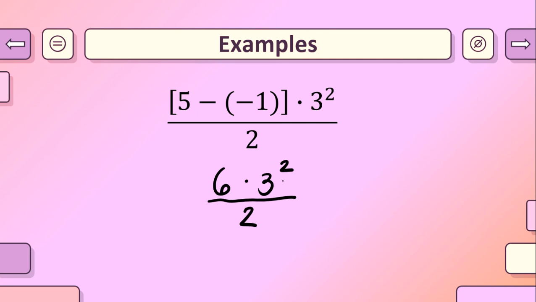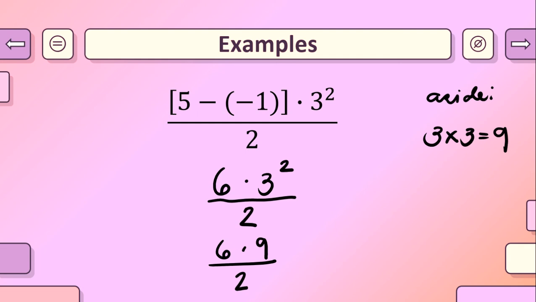We can see here an exponent, so let us simplify 3 squared. As an aside, that is 3 times 3, which is equal to 9. So 3 squared is equal to 9. Now we have 6 times 9 all over 2. Simplifying 6 times 9 gives 54, divided by 2, that is 27. So our answer to this given expression is 27.